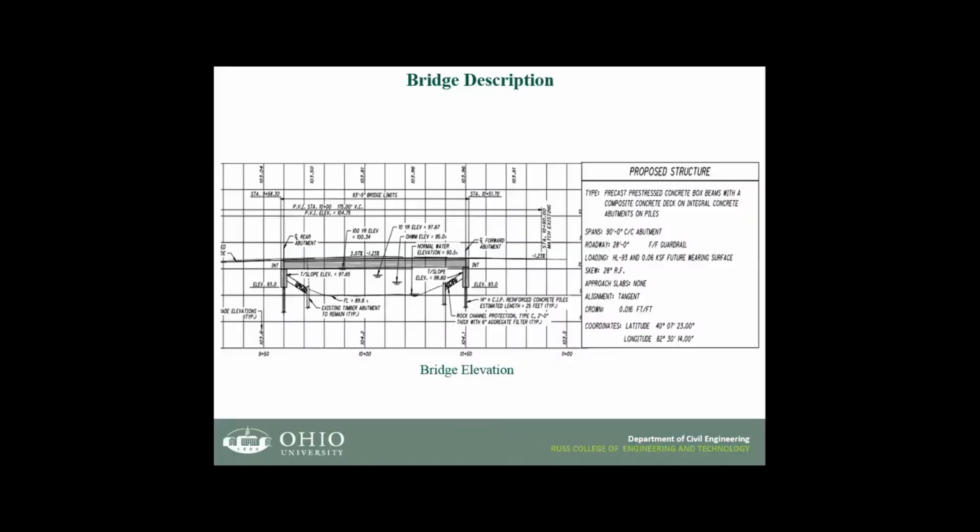Bridge description. The bridge under study is located in Lorain County, Ohio, in the United States. This bridge is 90 feet long, with integral abutments and a 28 degree skew angle. The bridge is designed for an HL93 live load.